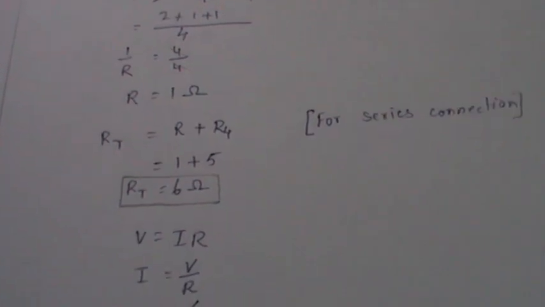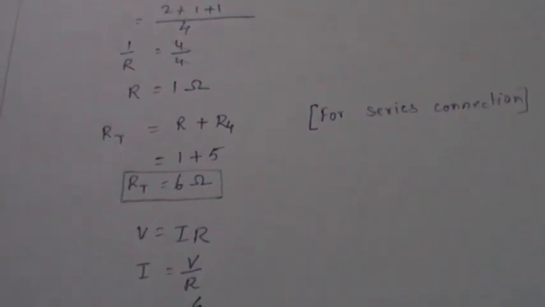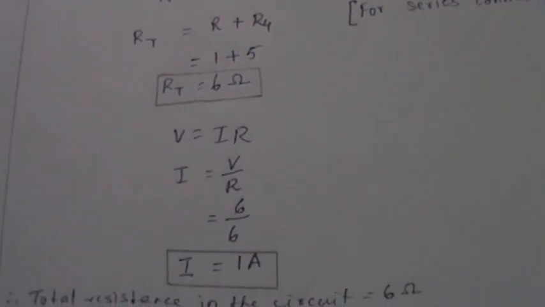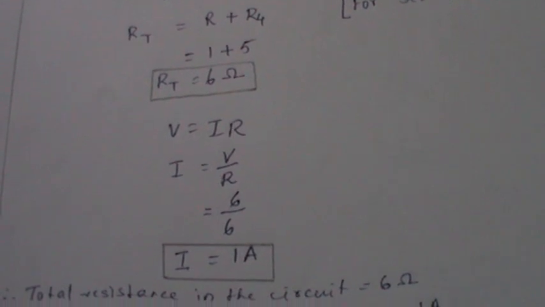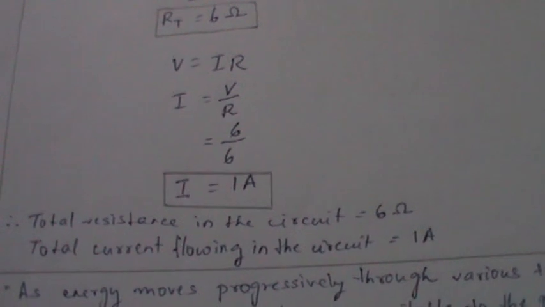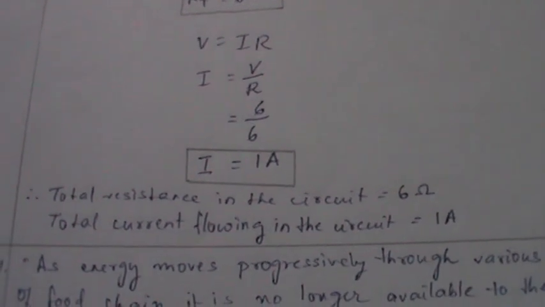R total is equal to R plus R4. Adding, we get 6 ohms. Now potential difference is equal to IR, V = IR. Substituting the values of V and R, we get I is equal to 1 ampere.